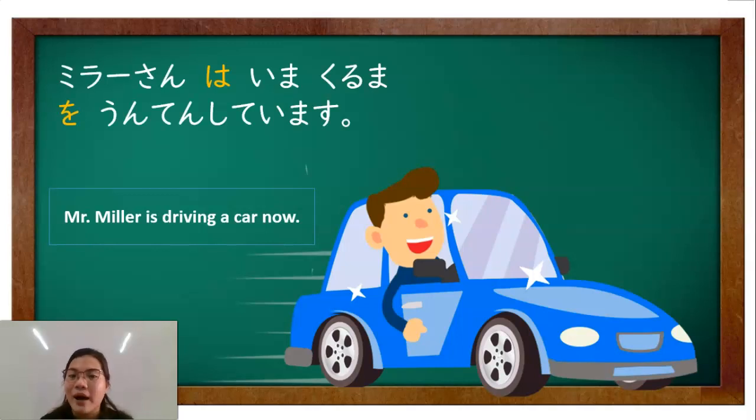Mira-san wa ima kuruma o unten shite imasu. Again, Mira-san wa ima, now, kuruma o unten shite imasu. Okay, when you say unten shite imasu, that would be driving. Okay? Unten is drive, unten shite is to drive, and unten shite imasu is driving. Okay? So again, let's read the example. Mr. Miller is driving a car now. Mira-san wa ima kuruma o unten shite imasu.